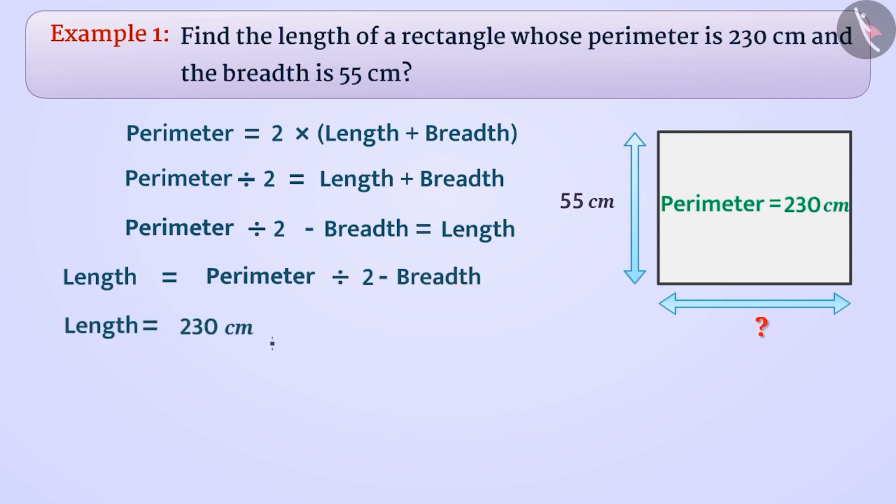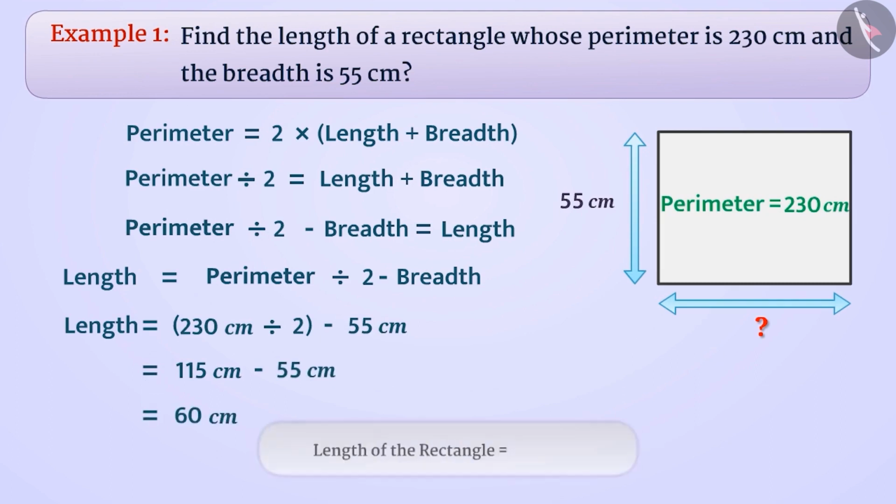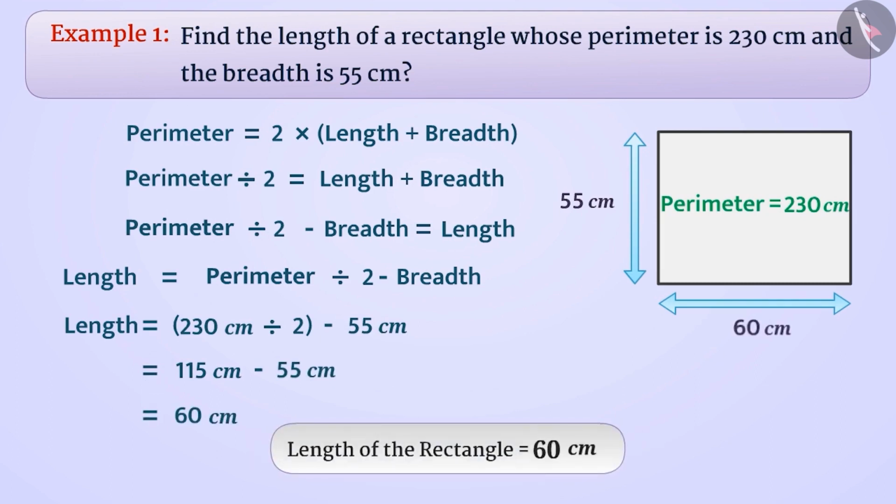Thus, length is equal to 230 centimeters divided by 2 minus 55 centimeters, which is equal to 115 centimeters minus 55 centimeters, which is equal to 60 centimeters. The length of the rectangle will be 60 centimeters. Next example.